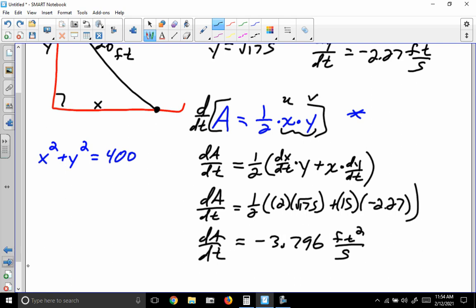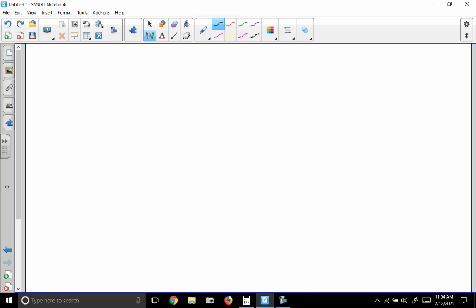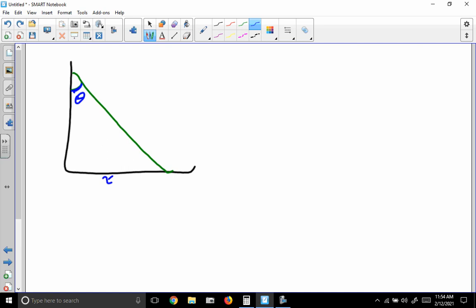Now let's answer another question. Same picture, same distances. Let's see how fast this angle is changing. Let's call this angle theta. This is still x, this is y, this is 20. Let's see how fast the angle is changing over time at the moment that x is 15 feet.